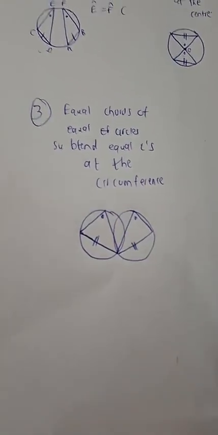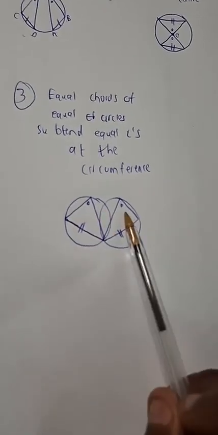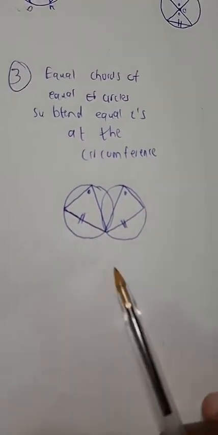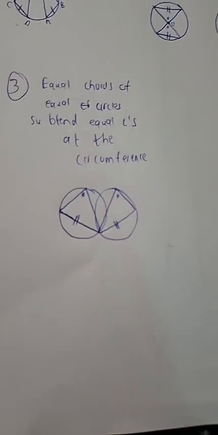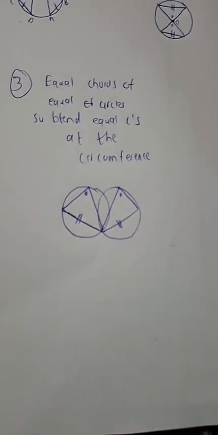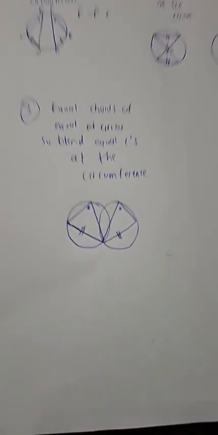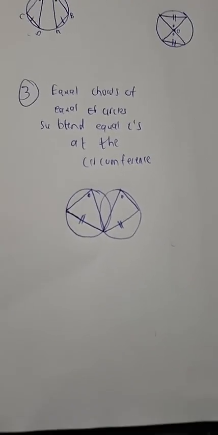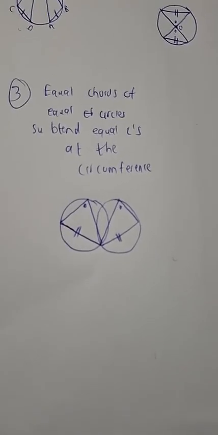Then the last one. Equal chords of equal circles. The circles need to be identical. The chords are equal. Then it means that those chords of those equal circles, they subtend equal angles at the circumference. All right.